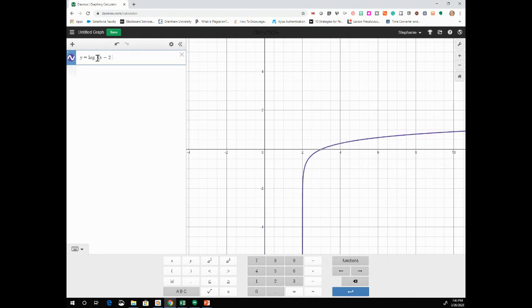If that's in the parentheses, that means it's happening to the x, and so that moves it left or right. So without that, we were here. If I'm subtracting, I move it to the right. So you can see it moved everything over to the right, and your vertical asymptote also moved to the right. So now our vertical asymptote is at 2 instead of 0. And if I made it a plus, then it moves to the left instead. And now we do have negative numbers that we can put in here.